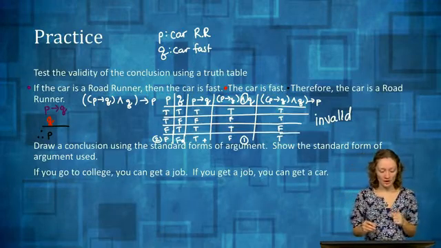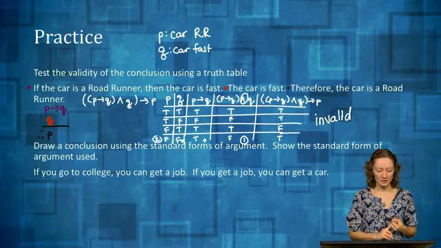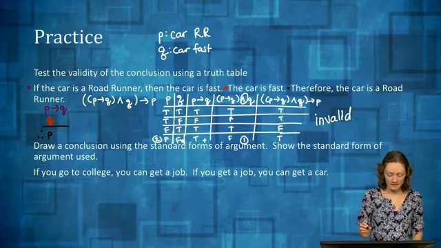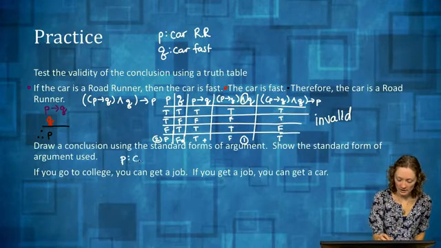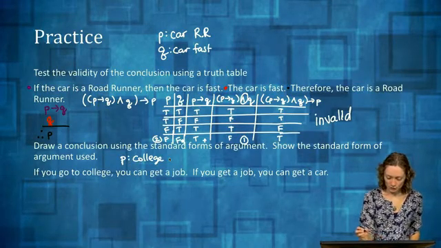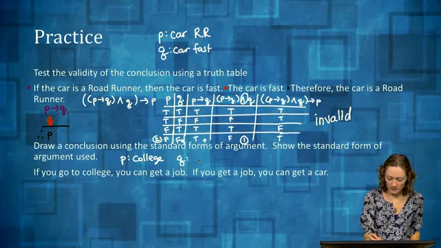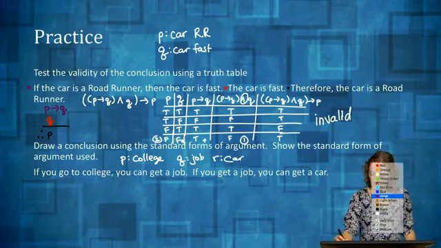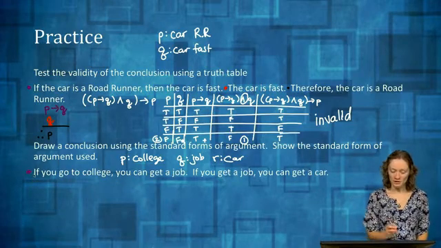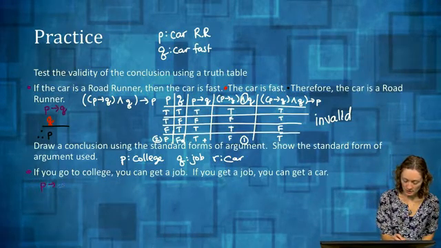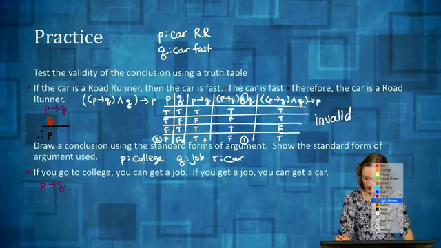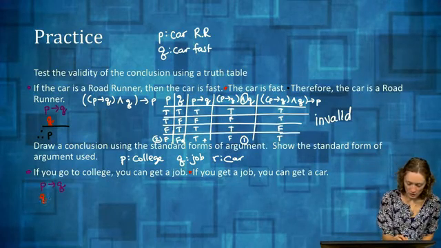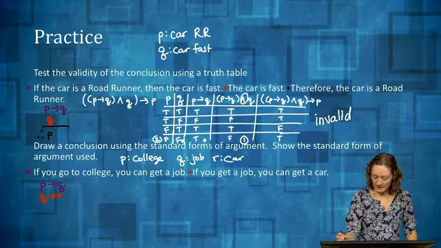All right, and then the other one, we're drawing a conclusion and showing the standard form of argument used. So if you go to college, you get a job. If you get a job, you can get a car. The ideas that we can deem true or false here are going to college, getting a job, and getting a car. So we have premise 1, if you go to college, you can get a job. College leads to job, we hope. Second premise, if you get a job, you can get a car. Q leads to R.